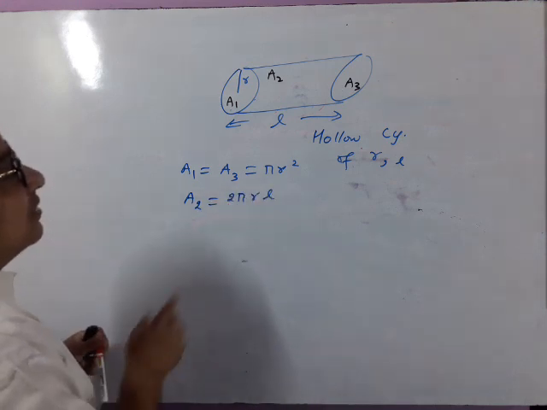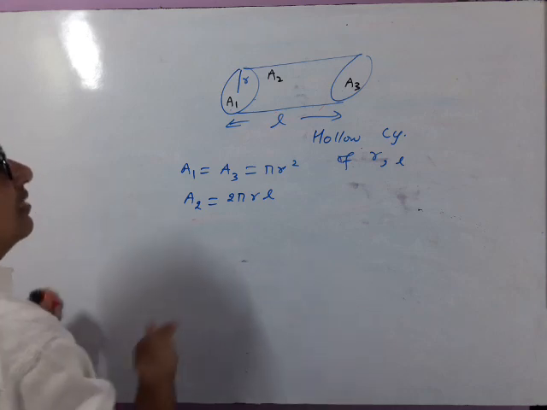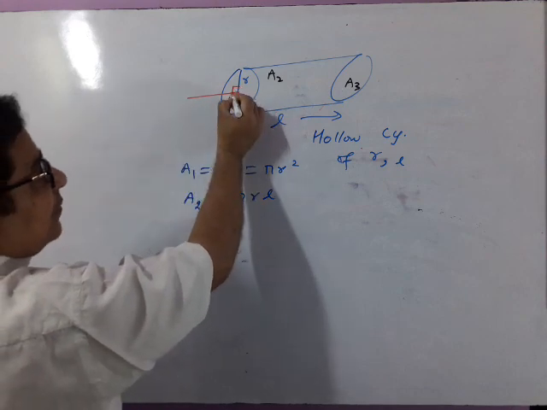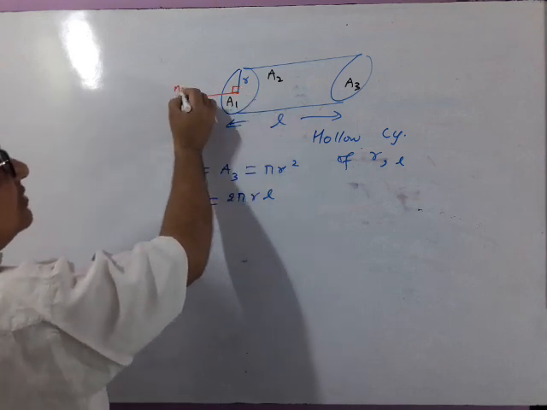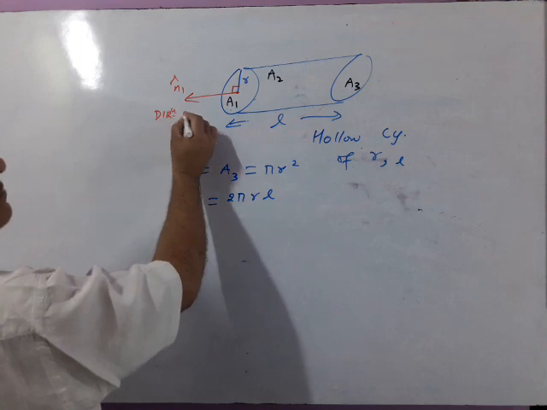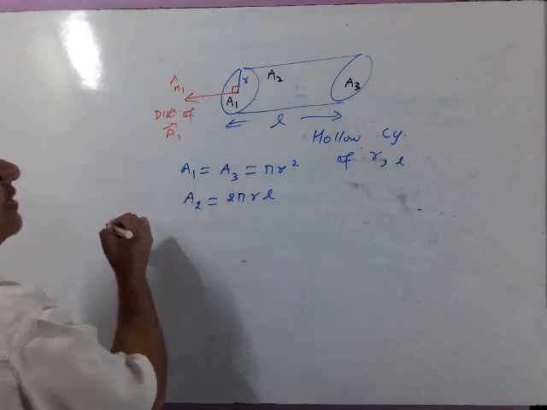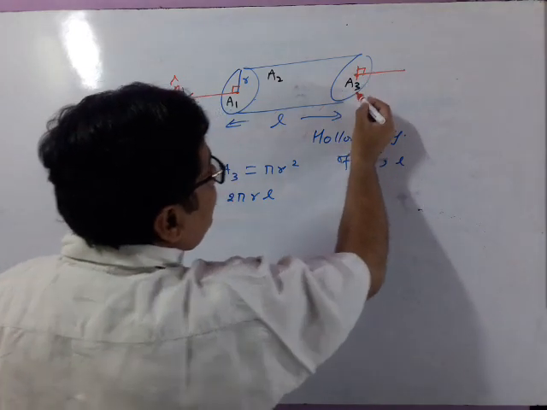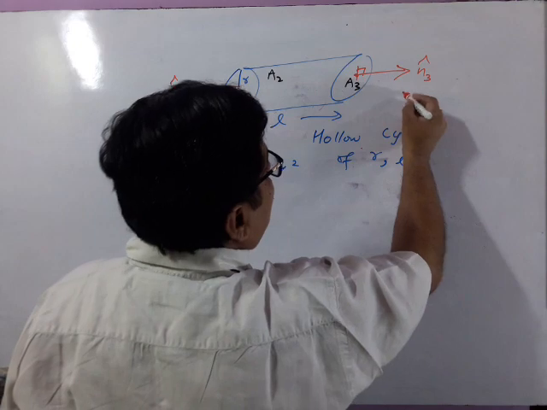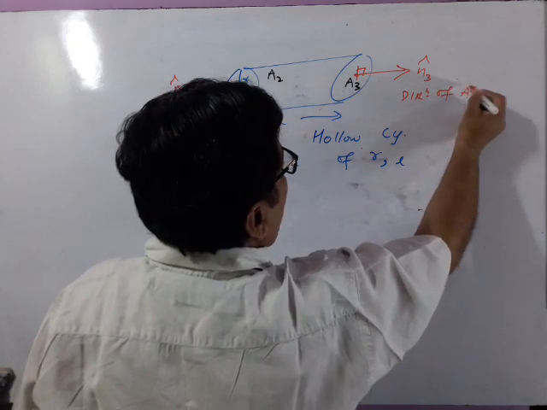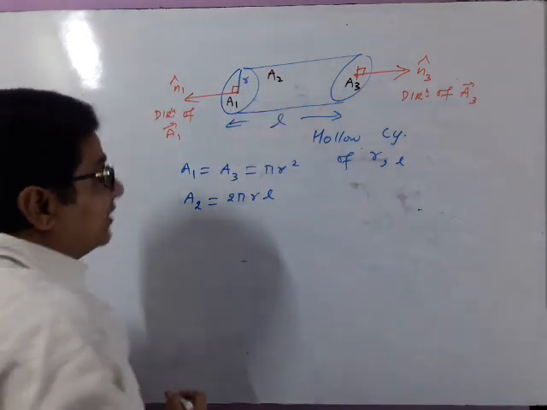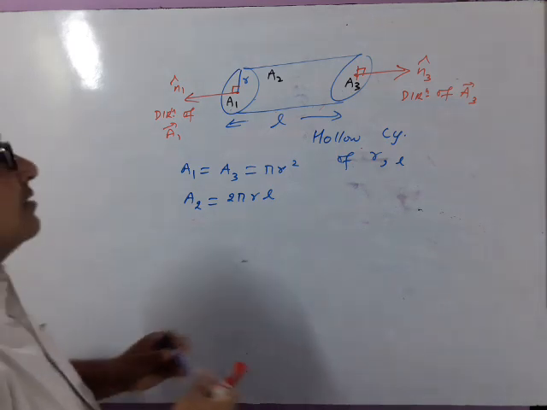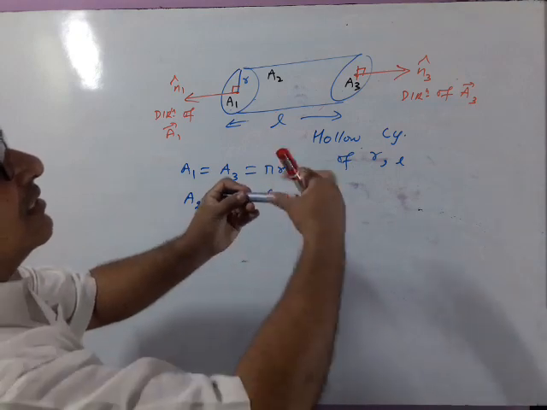Now what about direction? Remember, outward drawn normal. See, for this area 1, the outward line as well as perpendicular to area 1 is n1 cap. It is the direction of area 1 vector. Similarly for A3, it is normal as well as outward: n3 cap, direction of area 3. What about A2? You know, A2 is curved. See, this is the curvature, this curved part.